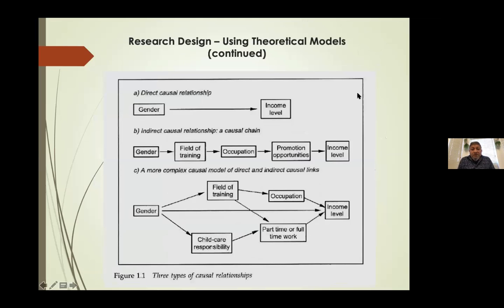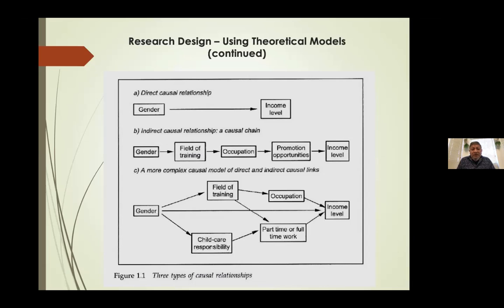Okay, so the theoretical models, right? It's not different from what I asked you to do for your assignment in class, for your paper, to begin to think about how your theory or your ideas actually flow. Do you see a direct causal relationship between one thing and the other? Like in model A, gender has a causal effect on income, or is it more like in B, an indirect causal relation, meaning gender, field of training, occupation, and promotion opportunities affect income.